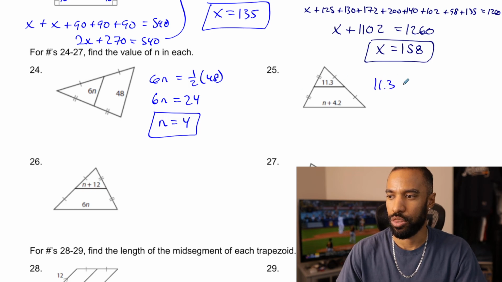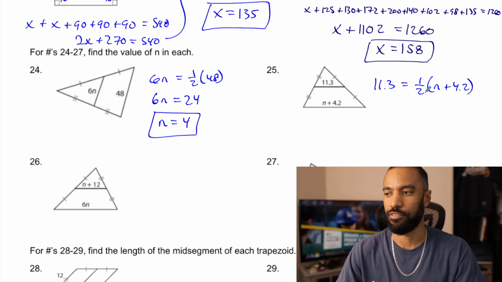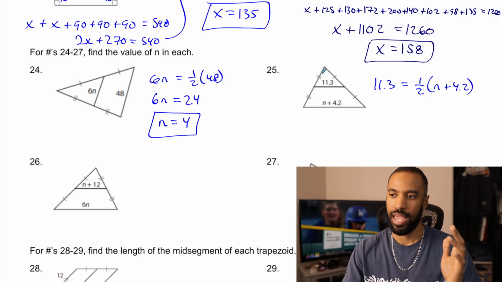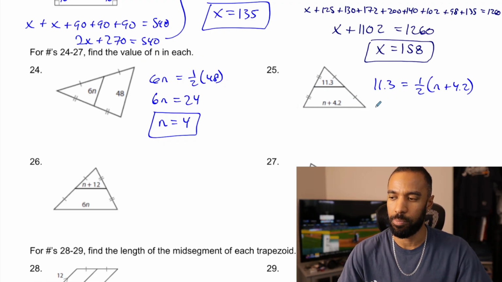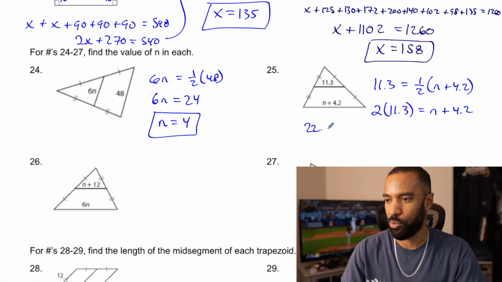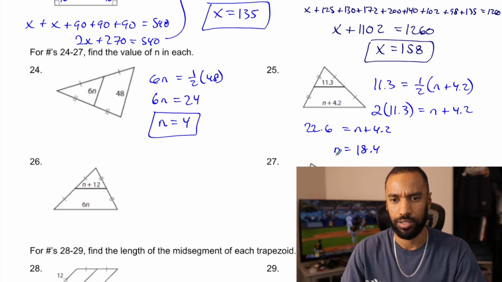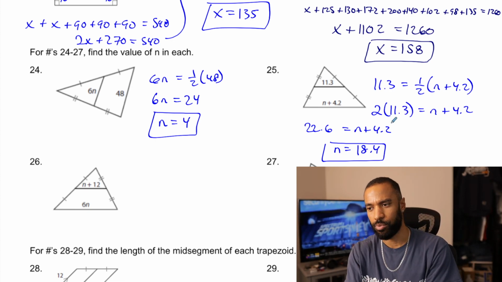Here, 11.3 is half of n plus 4.2. And look, if you don't want to use the 1/2, you can go the other way. If this length is half of this length, then this length is double this length. So if I multiply everything by 2, instead I could say 2 times 11.3 is n plus 4.2. And I probably prefer it for this one. So 22.6 equals n plus 4.2. Therefore, n equals 18.4. If I subtract 4.2 from both sides, yeah, it's 18.4.